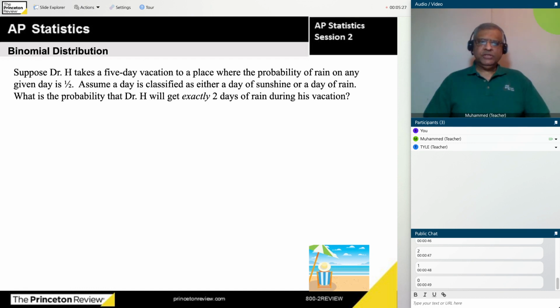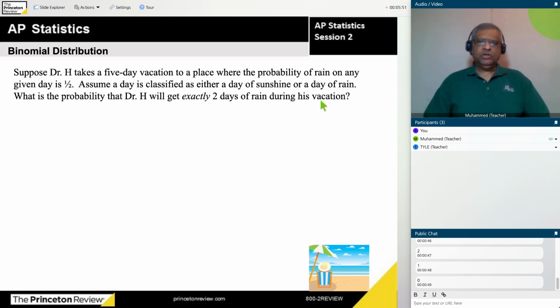So here is our question for today. Suppose Dr. H takes a 5-day vacation and goes to a place where the probability of rain on any given day is half, and assume that a day is classified as either a day of sunshine or a day of rain. What is the probability that Dr. H gets exactly 2 days of rain during his vacation?